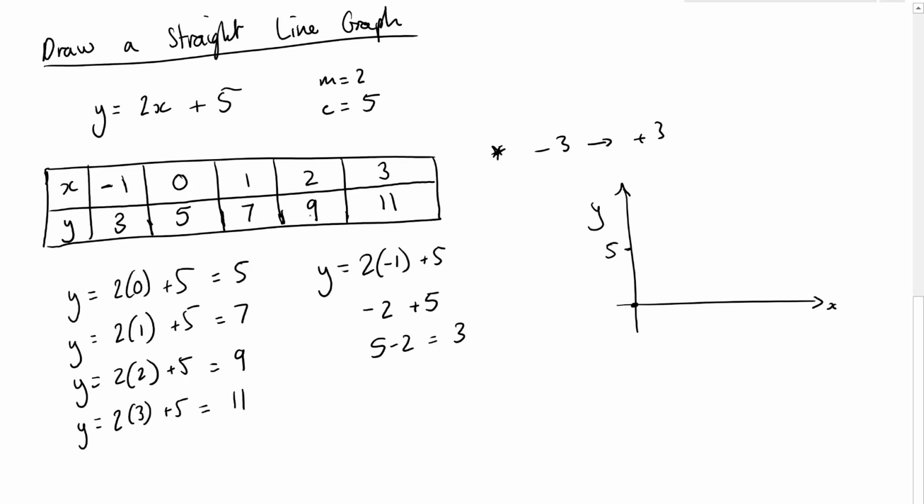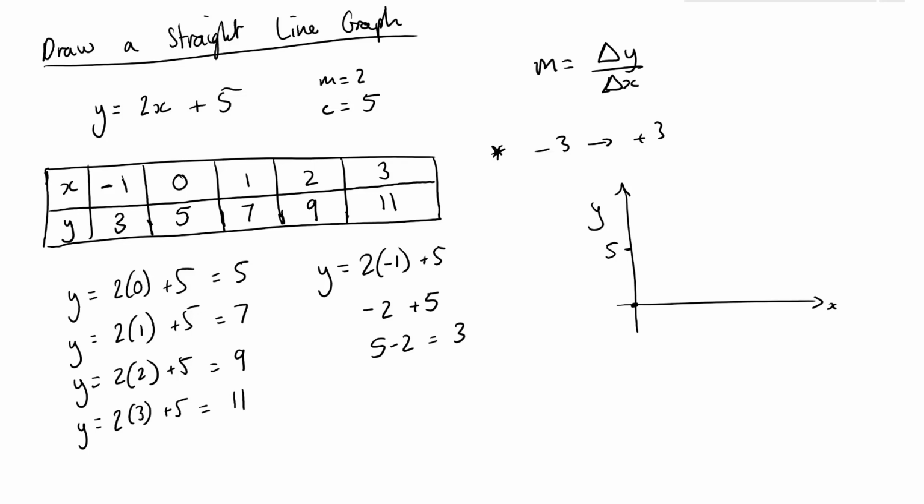So we're going up by 2 every time, and that's because our gradient is 2. So what we said before is if the gradient is the change in y over the change in x, and our change in x from 0 to 1 is just 1, then our change in y has to be the 2. Okay. Then from this, we could draw this line on a graph.